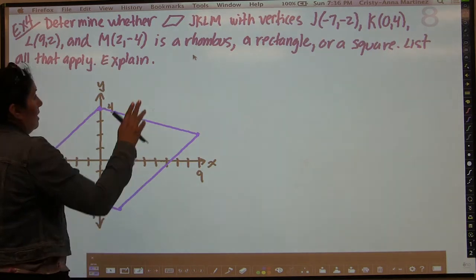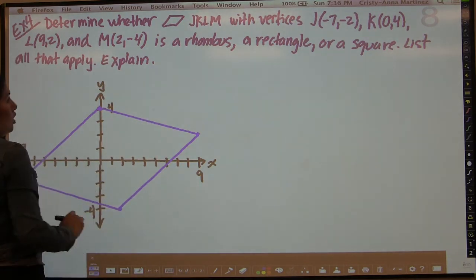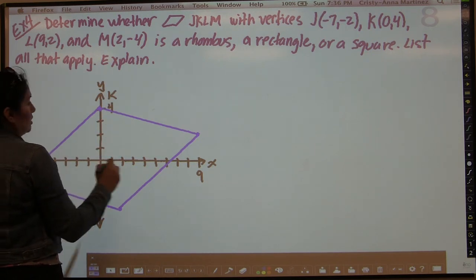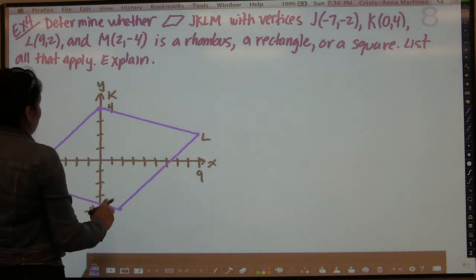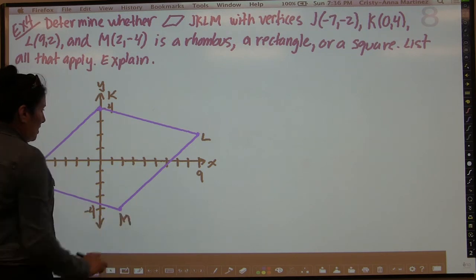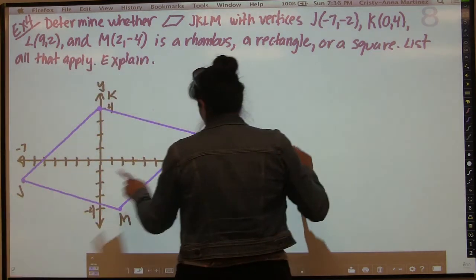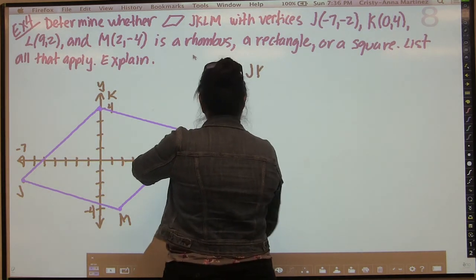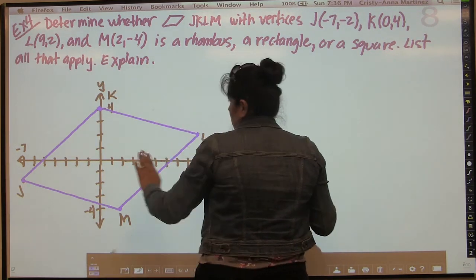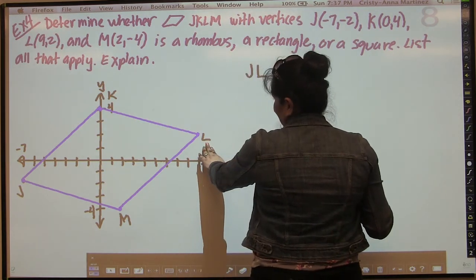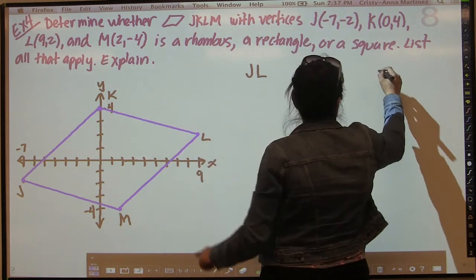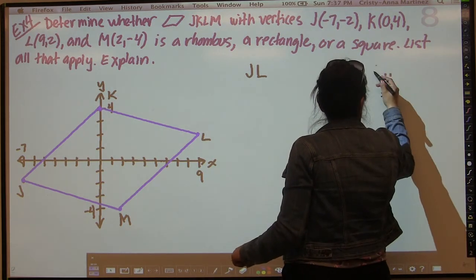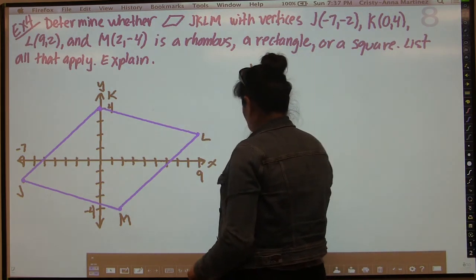Let's see. We got J over here. We got 0, 4, this is K. 9, 2 is L. And then we had M. So what we're going to do is the first diagonal is going to be JL. See, I said JL, but I wrote JK. So JL, and our second diagonal is going to be MK. Now let me see, maybe I want to write MK down here actually.